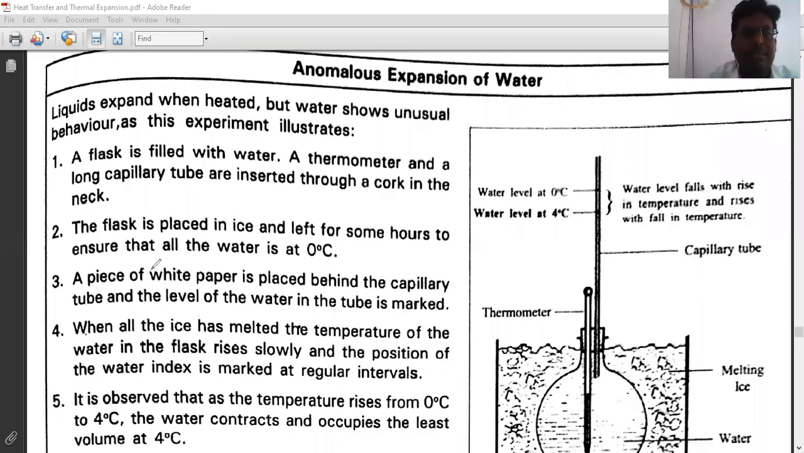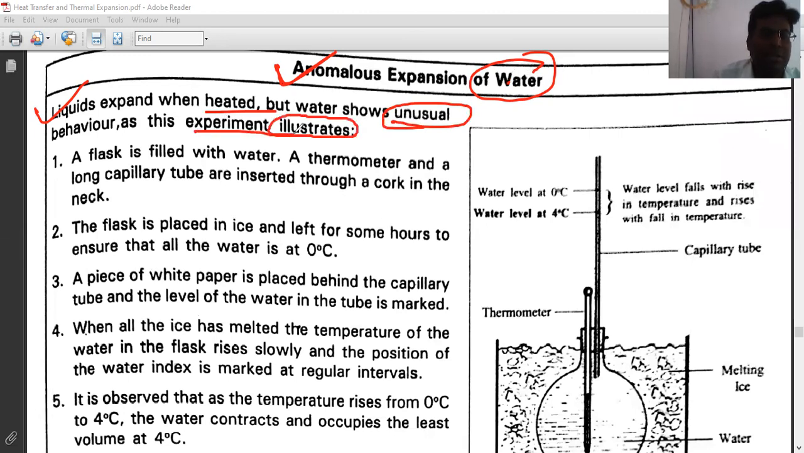Our next topic is anomalous behavior of expansion of water. How does water expand differently as compared to different liquids, right? So how it is different from the other liquids. Liquids expand when heated, but water shows unusual behavior, which this experiment illustrates.